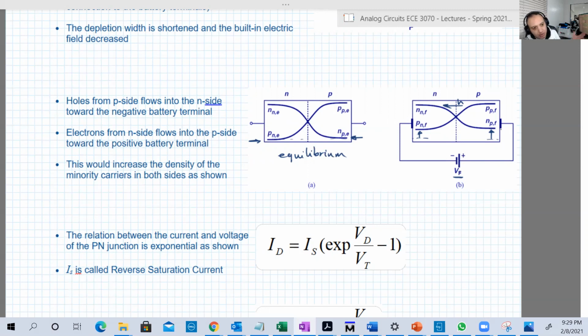And same for the holes. They are moving from the P side, where they are majority, to the N side, where they are the minority. So the minority carriers at the N side will also increase. Good.